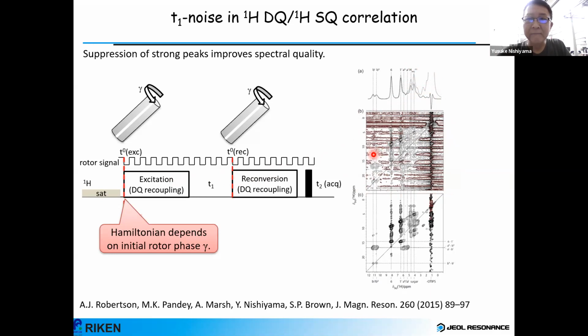Then we apply a very simple solution to it. Just apply a very long selective saturation pulse before the measurement to suppress this intense peak. And then finally, we can obtain a beautiful NMR spectrum like this. However, this is also not a perfect solution. Obviously, we lose information on CH3, which is suppressed by this saturation pulse. And in addition, T1 noise is still there. But anyway, this T1 noise comes from the gamma dependence or rotor phase dependence of the Hamiltonian.